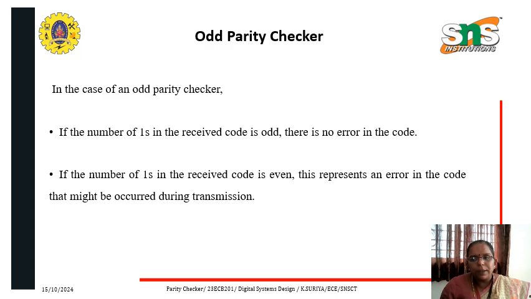Next we'll see about the odd parity checker. As you know, an odd parity checker is a combinational logic circuit that checks and verifies whether the received data is correct as per the odd parity system. The parity checker here counts and confirms that the received data contains an odd number of ones, including the parity bit. In case of an odd parity checker, if the number of ones received is odd, then there is no error in the code. And if the number of ones received is even, then it represents an error in the code that might have occurred during the transmission.